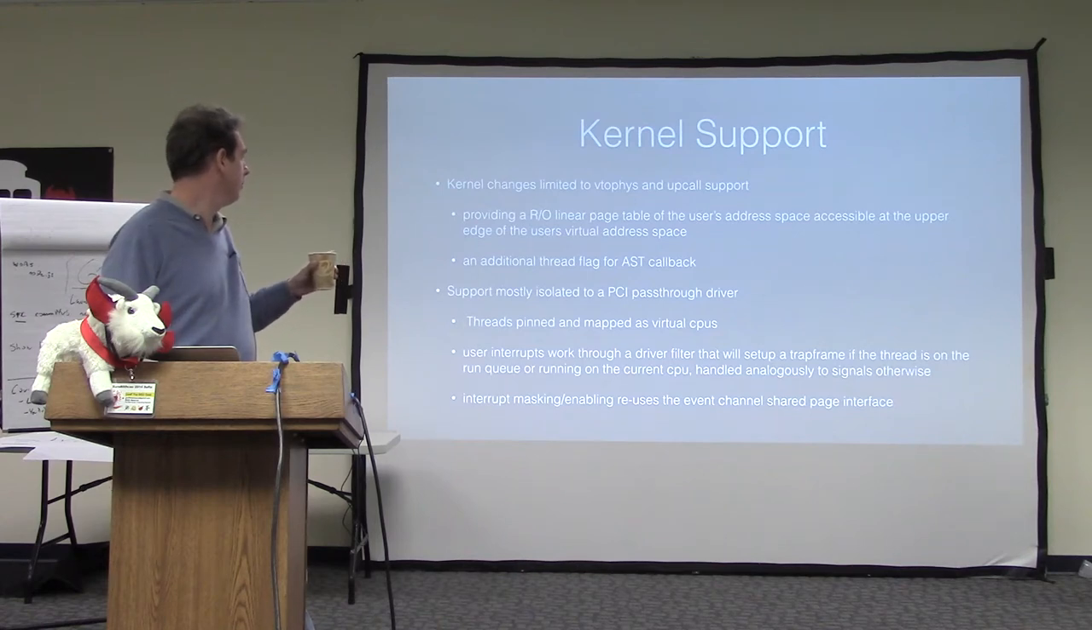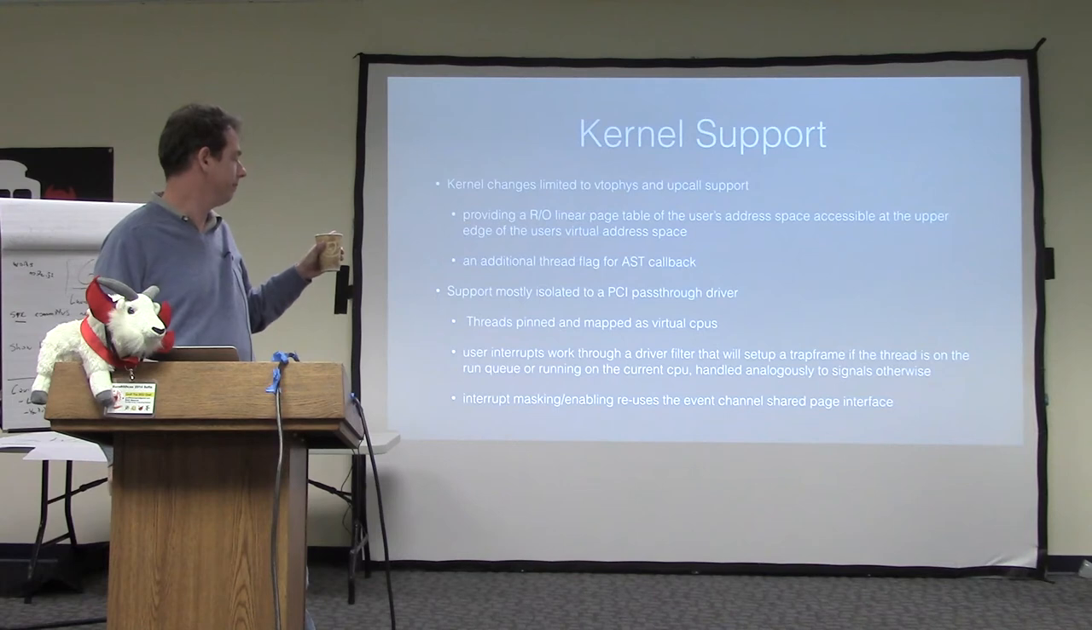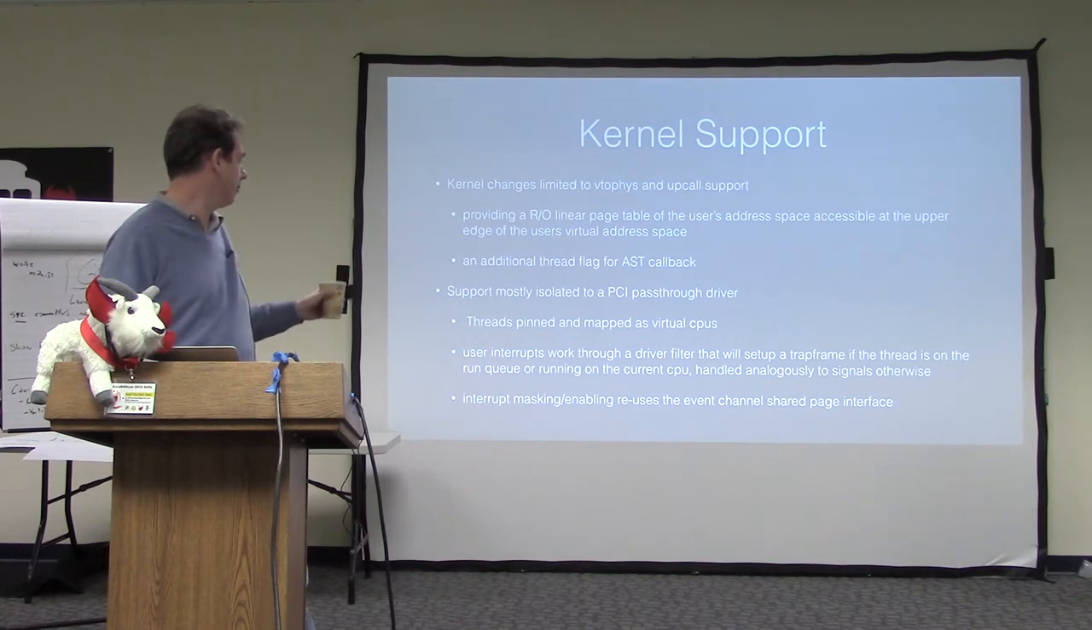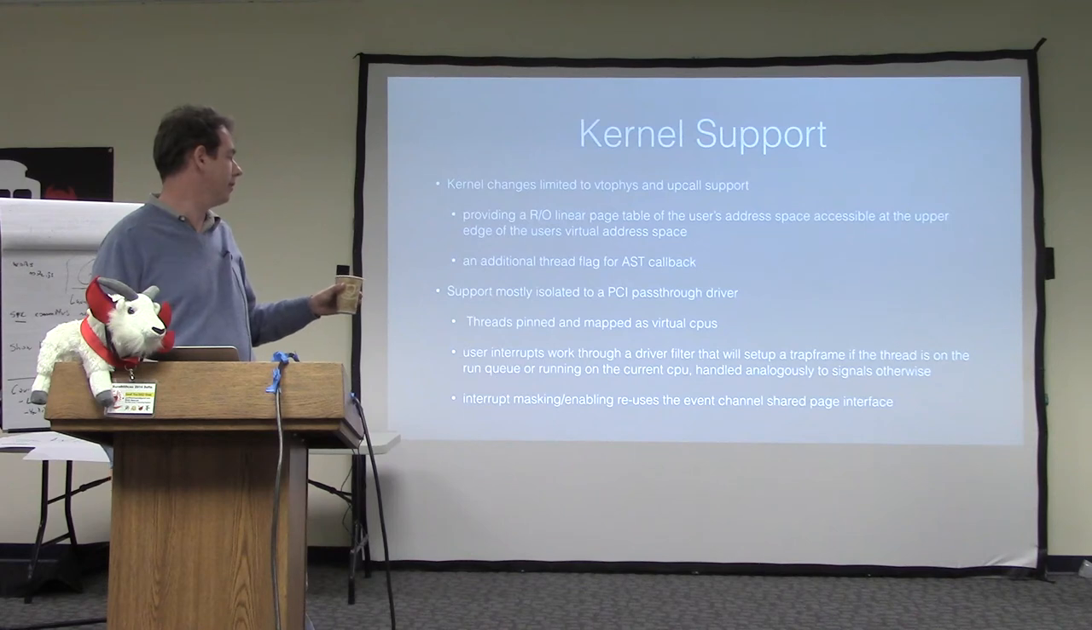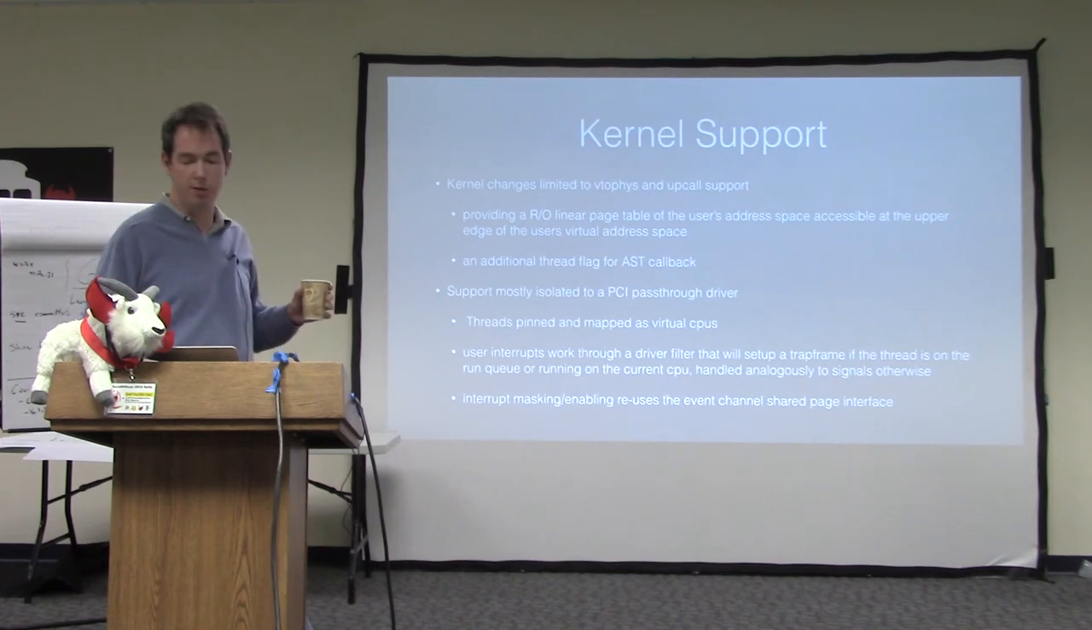Kernel support is pretty minimal. There are some changes to the base code. In order to allow physical address lookup, I map the linear page tables inside the user address space, but with a censored mapping that's just the user's addresses, and I added a flag to AST so that on return we can trigger a trap if it's not possible to do it in the context of the driver filter. Most of the support is in a pass-through driver. We pin threads and map them to virtual CPUs. A filter intercepts the hardware interrupts and sets up a trap frame, or IPIs, and has AST set up the trap frame. Interrupt masking and enabling reuses the event channel shared page interface, although the API is much, much simpler. I mean, it needs it less.